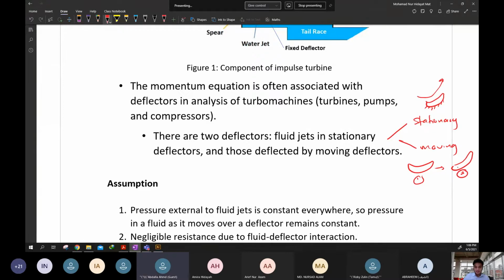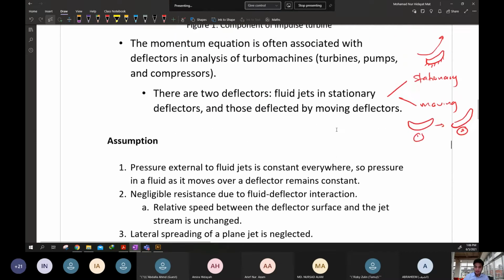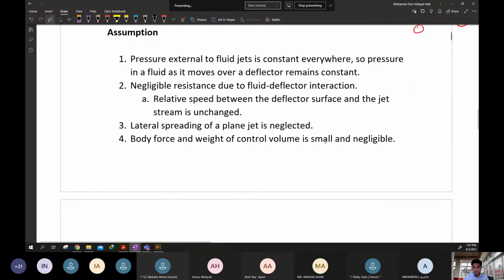Okay, so far you guys understand the concepts of deflector? Okay, we have assumptions when we deal with this deflector. The first one, the pressure external to the fluid is constant. Second, negligible resistance. Number 3, lateral spreading of the plane jet is negligible. That means we do not consider any z-axis motion into the page or out of the page. The body force and the weight of the control volume is small, negligible.